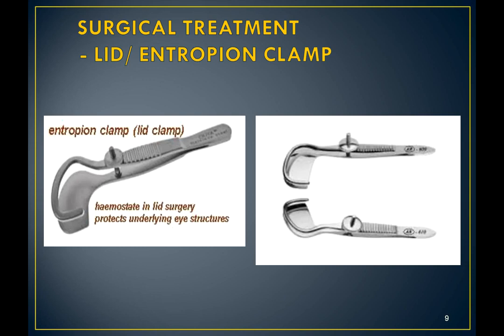So that once we make an incision from the outside, that incision will not go beyond the lid to the eyeball. What is the purpose of this instrument? It holds the lid portion to be operated strongly, provides an excellent hemostasis, that is no bleeding during surgery. It protects underlying conjunctiva and other eye structures. And that should be remembered by you. This is Entropion clamp or lid clamp.